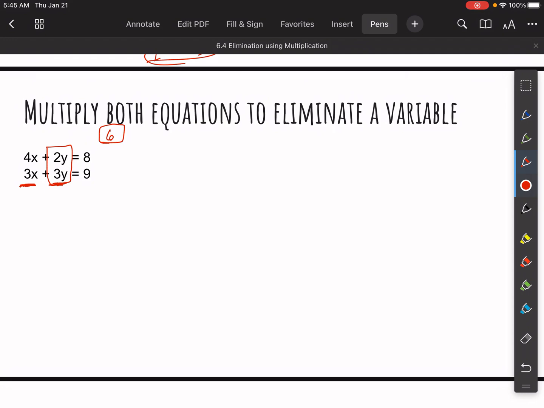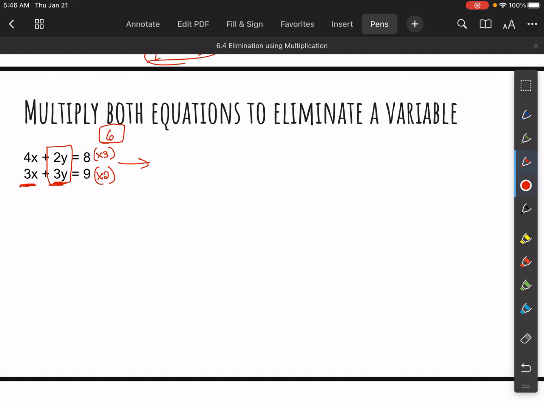Okay, how do I get 2y to turn into 6? I got to multiply it by 3. So I can multiply this equation by 3. But in order to get a 6 on the second equation, how do I get 3y to turn into 6? I got to multiply that one by 2. Okay, so now we're applying the principle twice, right?